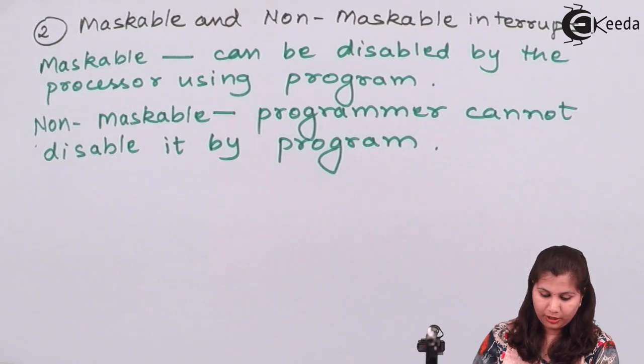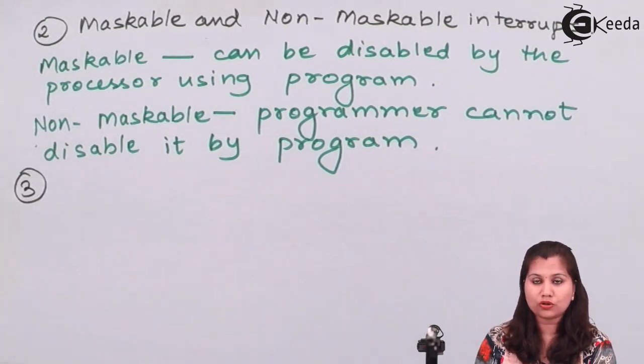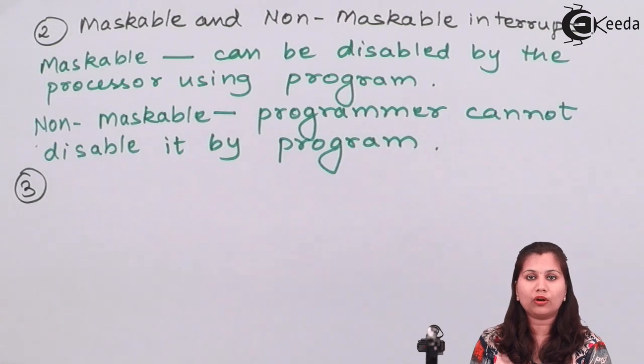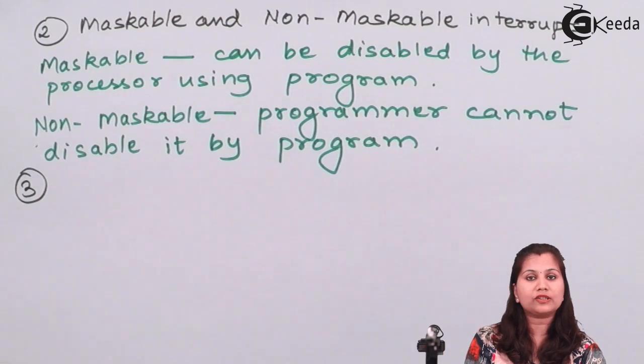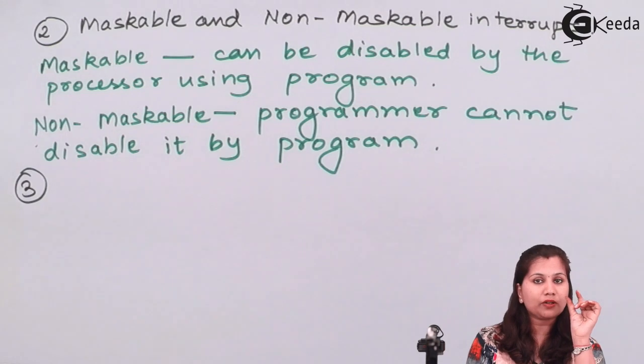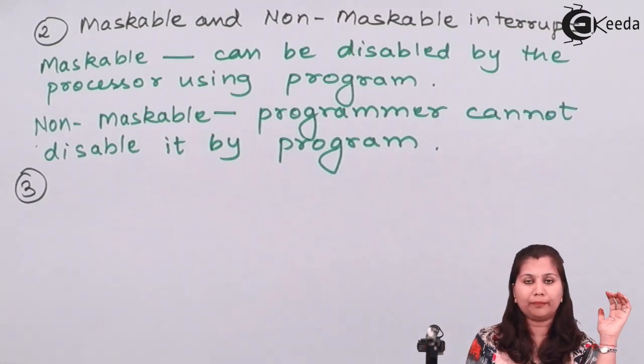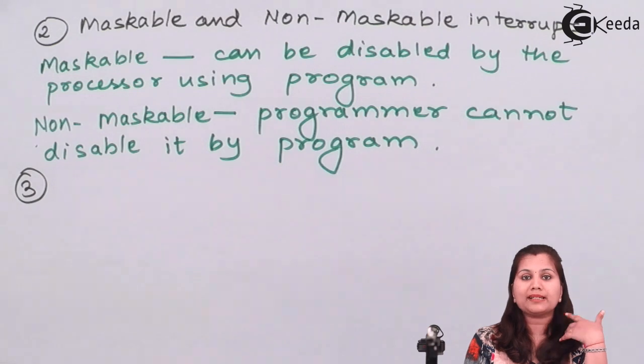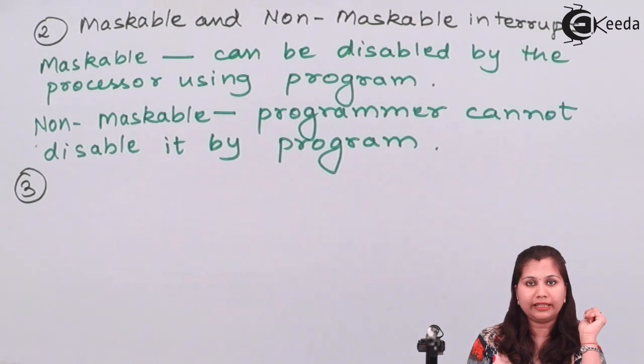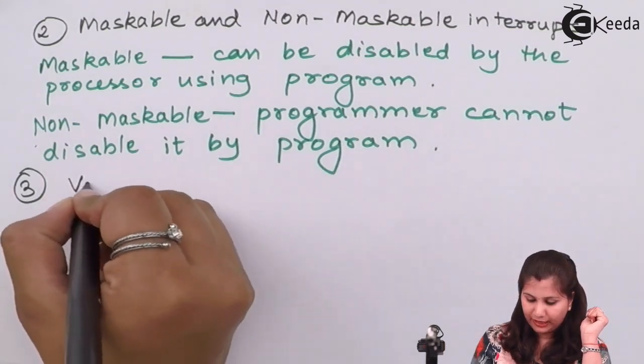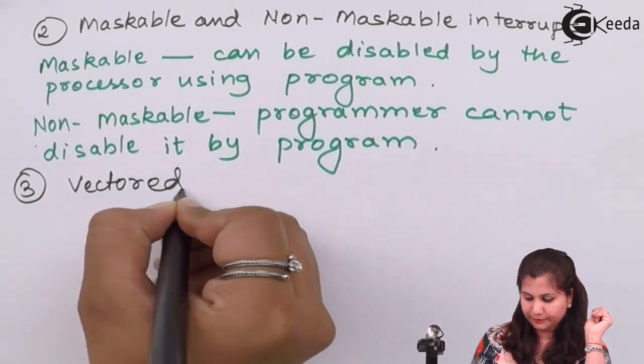Okay. Now, the third classification is called vectored and non-vectored interrupts. And this classification is based on the address of the service routine. If the address of the service routine is fixed for that interrupt, it will be called a vectored interrupt, because the address of the service routine is fixed for that interrupt. Whereas if the address is provided by some peripheral device, those types of interrupts are called non-vectored interrupts. So we have vectored and non-vectored interrupts.